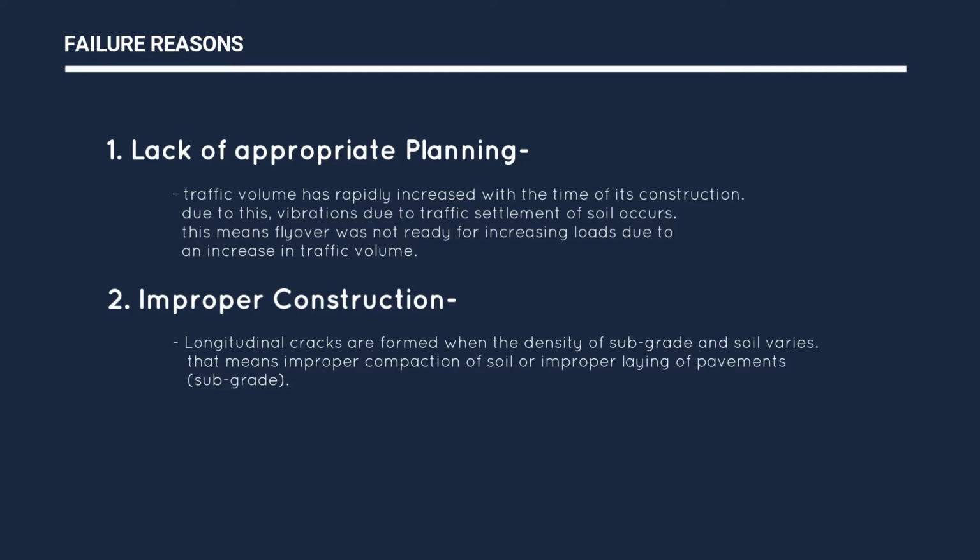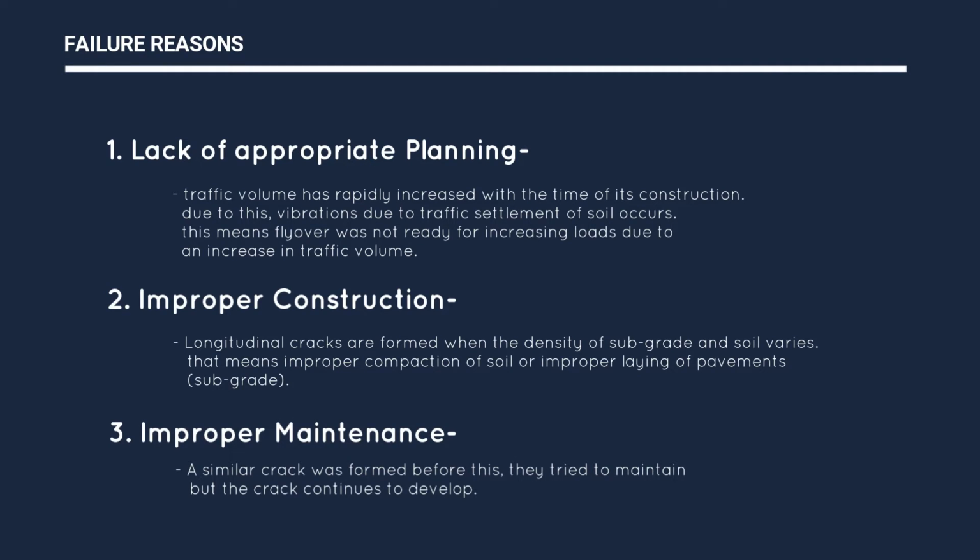Improper construction. Longitudinal cracks are formed when the density of subgrade and soil varies. That means improper compaction of soil, improper laying of pavements, and improper maintenance. A similar crack was formed before this. They tried to maintain it, but the crack continued to develop.